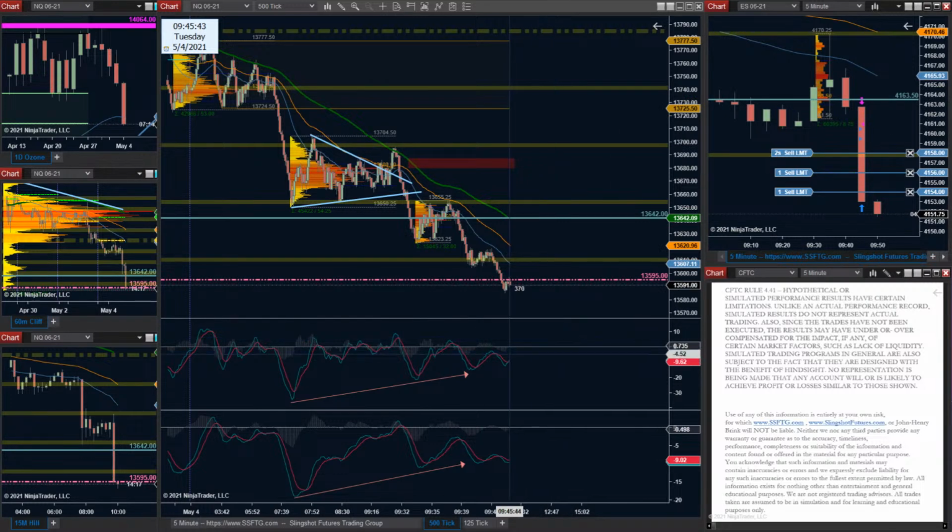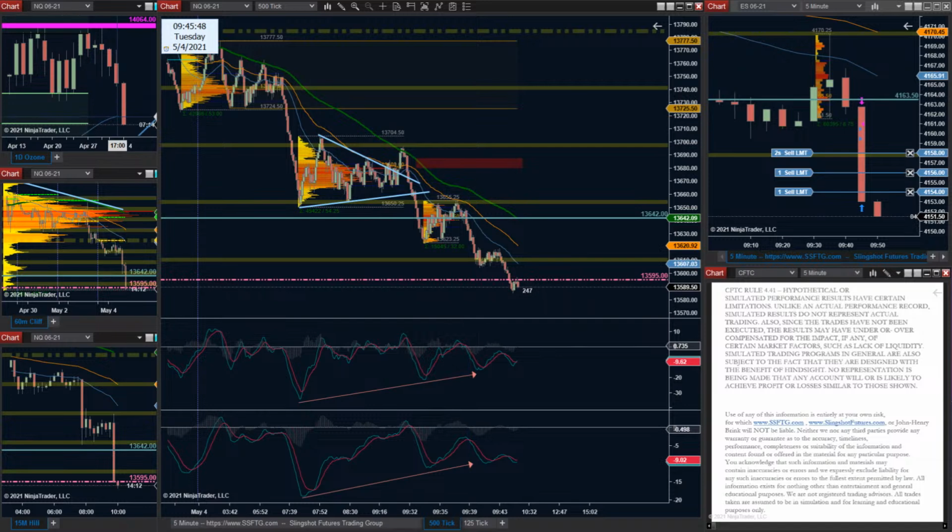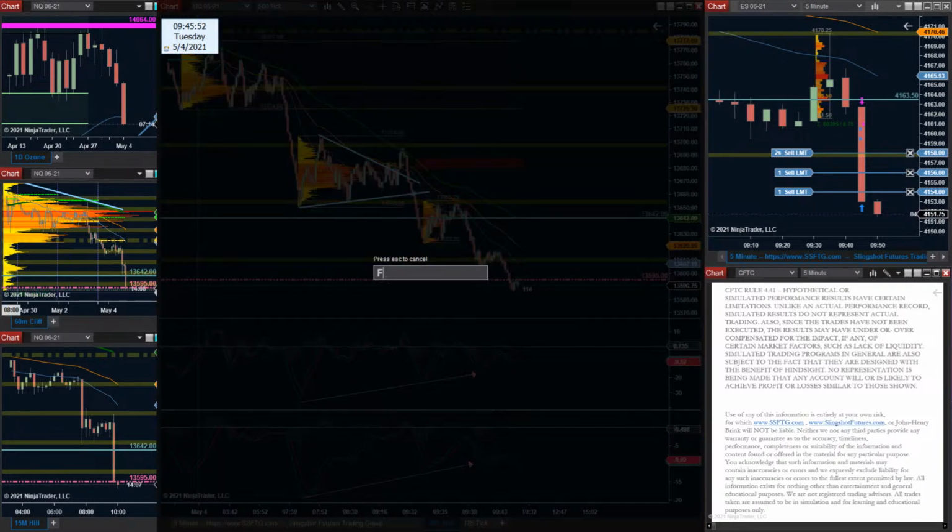So we are down in the 13,595s. This is the major zone of interest for buyers from a swing perspective. But it's, again, super early. We haven't seen any support show up yet. It's brand new.